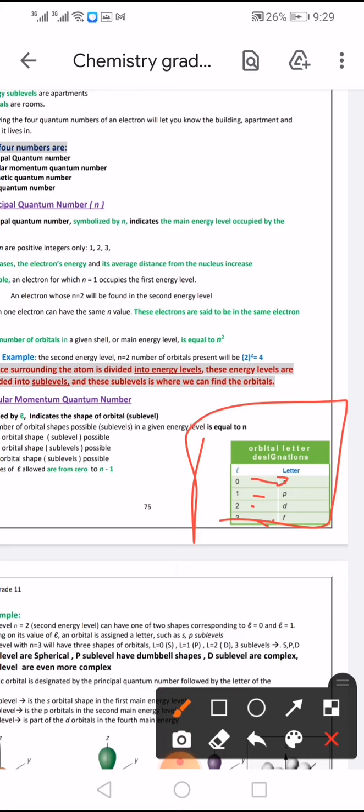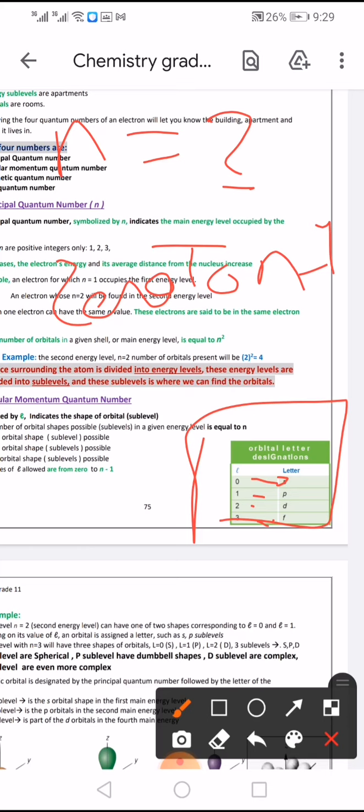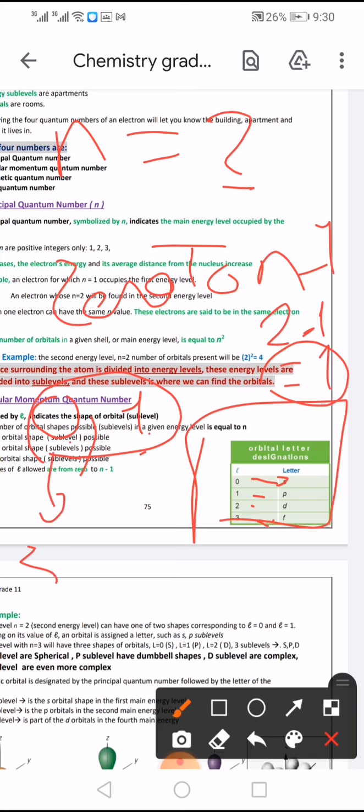Another example. When n equals 2, this is the second energy level. This means we have 2 sublevels. To get the value of L, from 0 to n minus 1, so from 0 to 2 minus 1, which equals 1. So the values of L will be 0 and 1. So we have two sublevels: 0 is the shape S, and 1 is the shape P. So we have two sublevels, S and P.